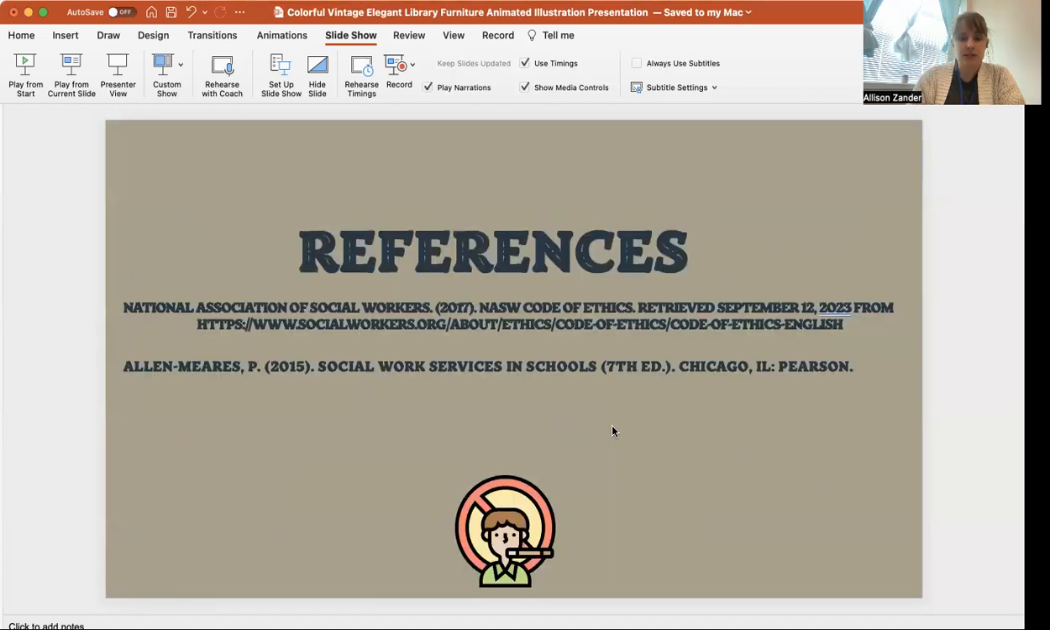And then these are my references: the NASW Code of Ethics and our textbook by Alan Mears.